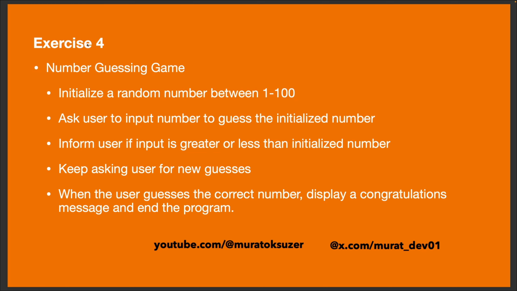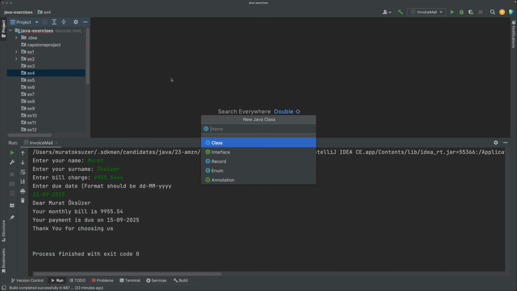Next one is the number guessing game. Initialize a random number between 1 and 100. Ask the user to input a number to guess the initialized number. Inform the user if it is greater or less than the target number. Keep asking the user until the correct number is found.